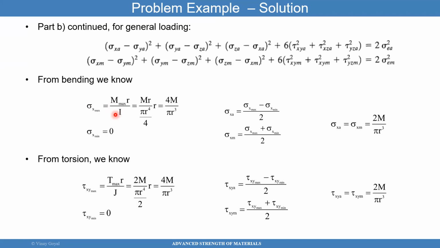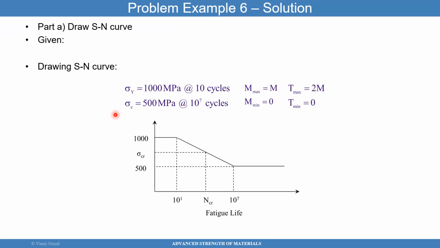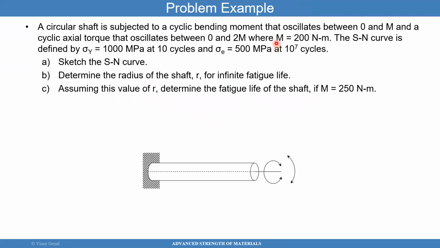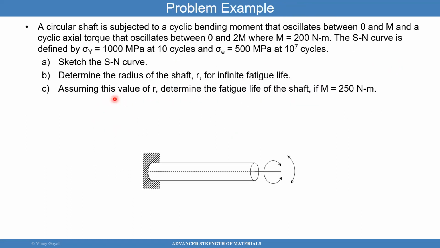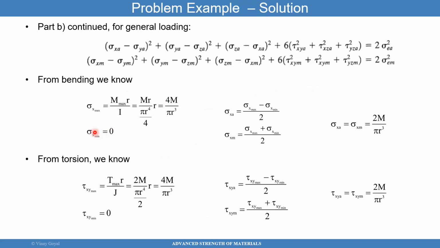Plug that in instead. But the first step is that we have a multi-axis stress state because we have the moment and then we have the torsion. So we will use the general formula to calculate the equivalent alternating load, and then the equivalent mean load. First, let's look at bending. Bending is moment times the radius divided by moment of inertia. When you do all this calculation, you get 4 times M divided by pi r cubed. We also said, per the problem statement, the moment varies from 0 to M. So therefore, the minimum stress is 0.